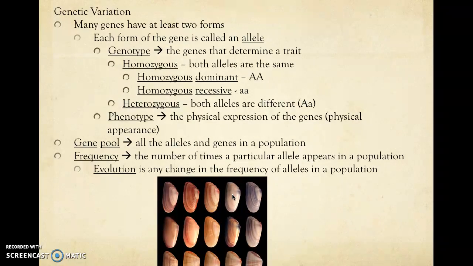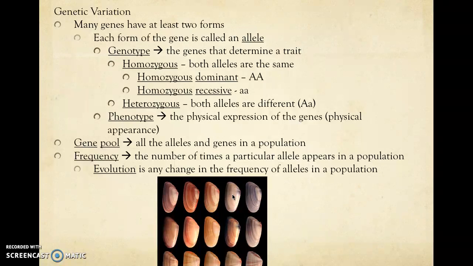So let's talk a little bit about variation. So many genes, as we know, have at least two forms. So think about the pea plants that Mendel was studying. They could be tall or they could be short. So there's a gene for tall and there is a gene for short. So these two different forms of the same gene for height are called alleles.